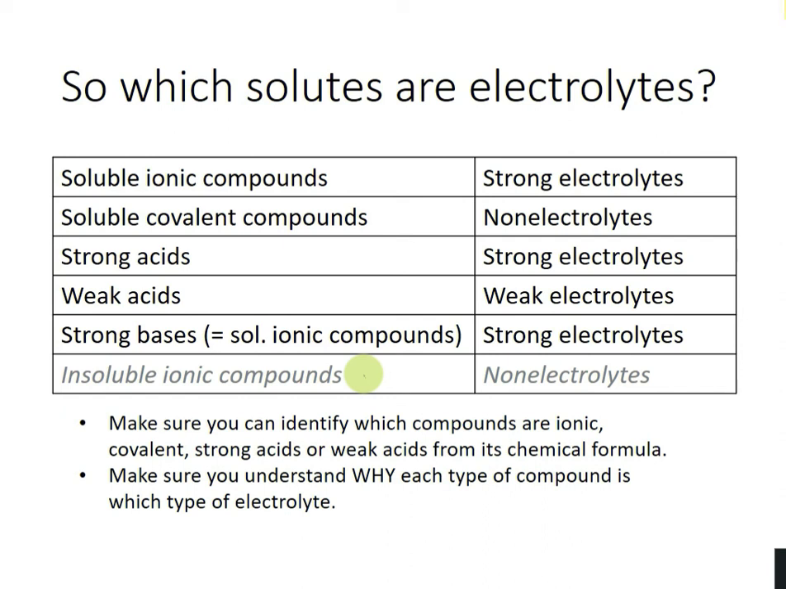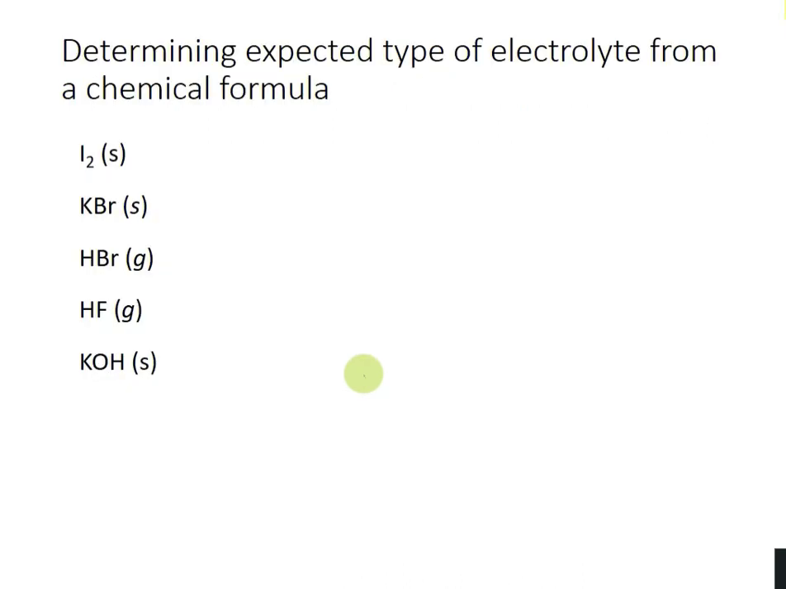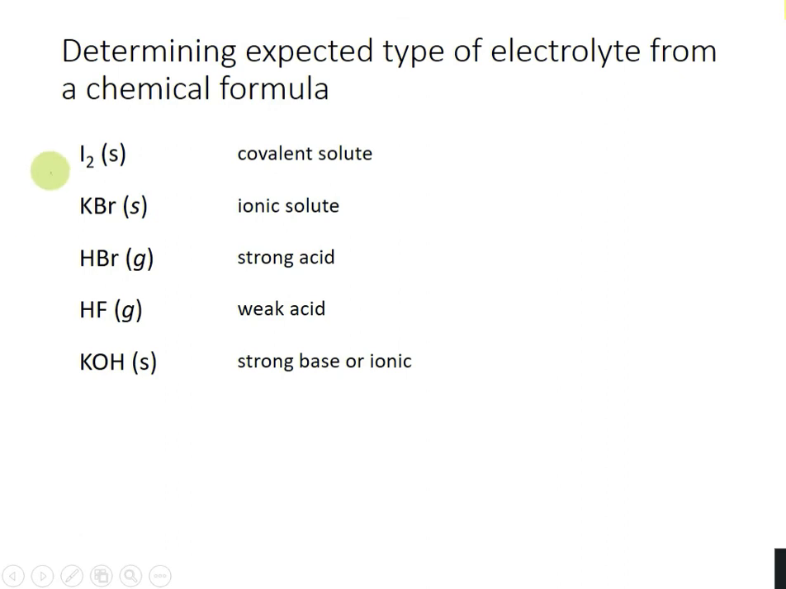So you need to be able to identify from the chemical formula if it's ionic, covalent, strong acid or weak acid, and then identify which type of electrolyte it is. Again, we ask you at the beginning to determine the expected type of electrolyte from a chemical formula. So we'll use this set of samples. Iodine is covalent. This is two nonmetals. KBr is ionic, a metal and a nonmetal. HBr is a strong acid. It begins with an H that tells me it's an acid, and it's one of the 6 on the list, so it's a strong acid. HF is also an acid, but it's not on the list, so it's a weak acid.